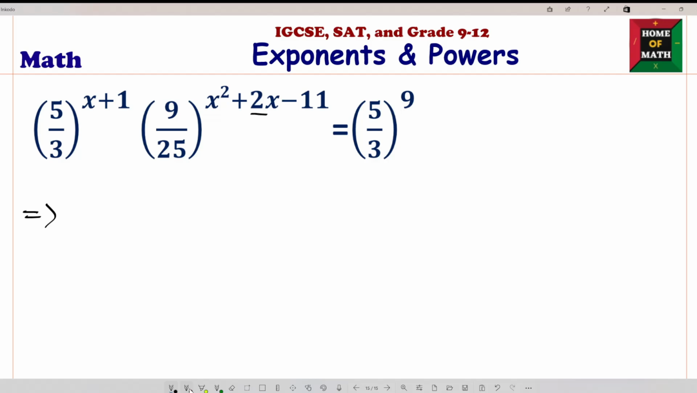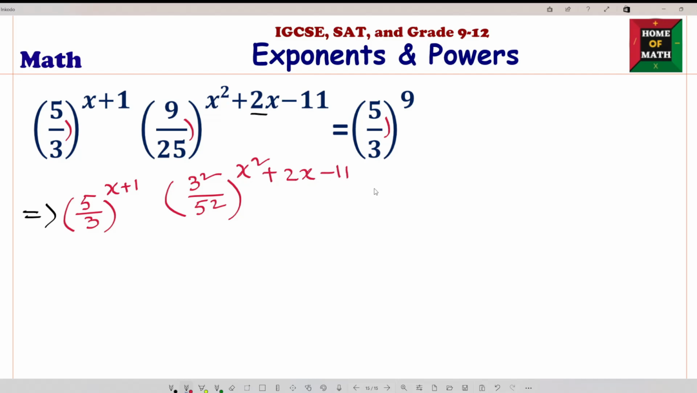So look, there is some similarity. Here is 5/3, here is 9/25, and 5/3. So this 9/25 we have to do something with. We can write this as (5/3)^(x+1), and here 9 divided by 25, so we can write this as 3² divided by 5², right? Then the exponent x²+2x−11 equals, on the right, (5/3)^9.